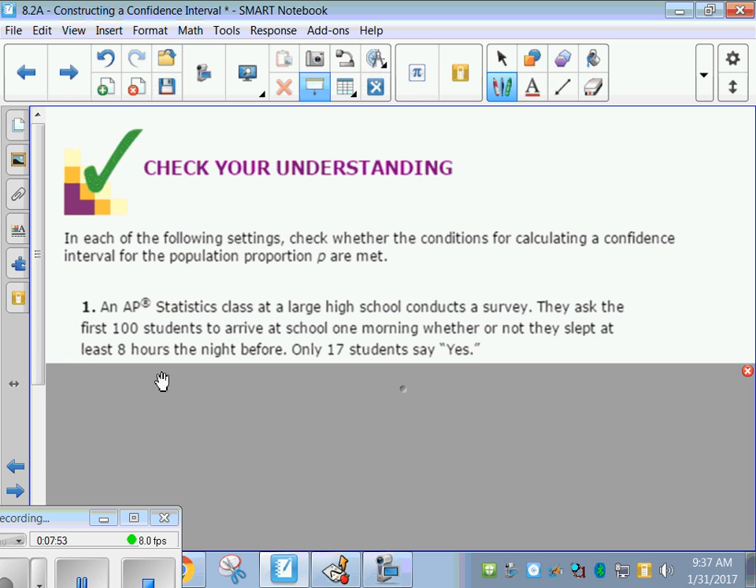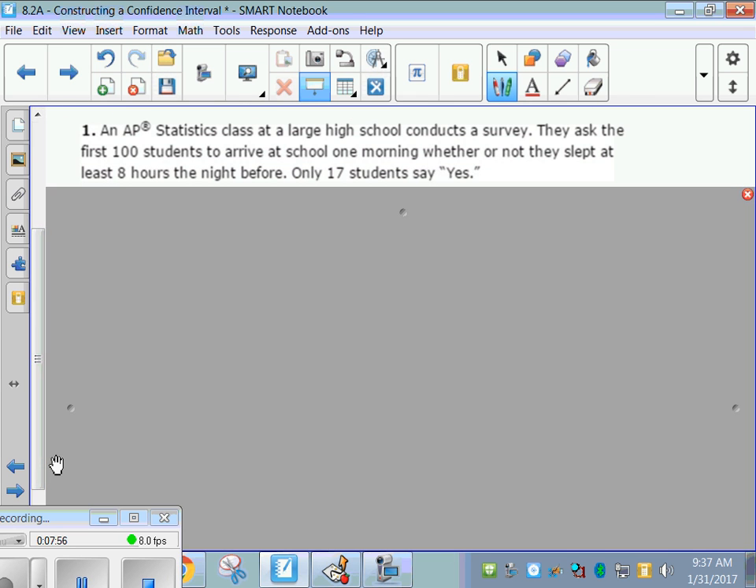I feel like we're probably good on these, but let's run through it. In AP Stats class, we conducted a survey, and they asked the first 100 students to arrive at school one morning whether or not they slept at least 8 hours the night before. Only 17 said yes. David S., do we have a random sample? No. What kind of sample is that? That would be like a convenience sample. We're asking the first 100 students if they got enough sleep. All right, so no. We still want to check the rest of them. 10%: 100 students, do you guys think that's less than or equal to 10% of the total population? Yeah, probably, if it's a large high school. That's what it says, okay?